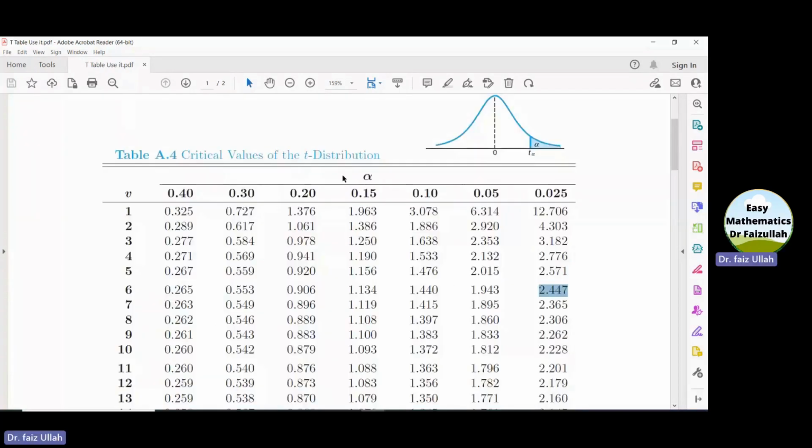In example number 4, we have used the table of t distribution. We have found the value of t 0.025, comma 6. So we find the intersection of these two numbers, which is 2.447. You can find this table from the same book or from Google.